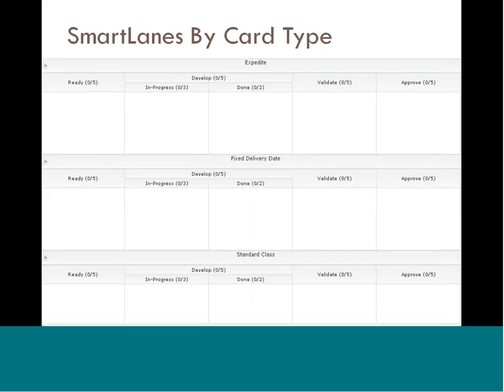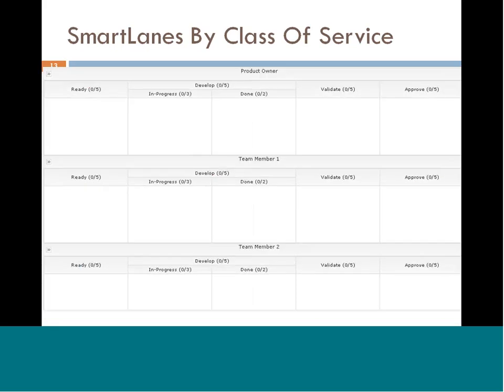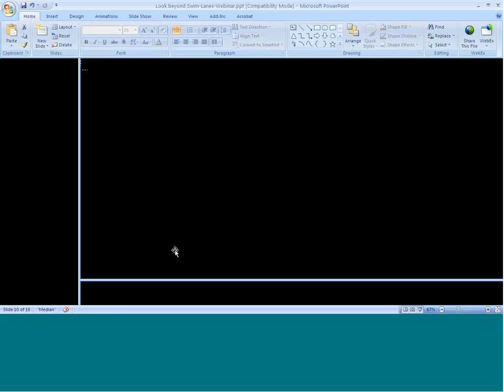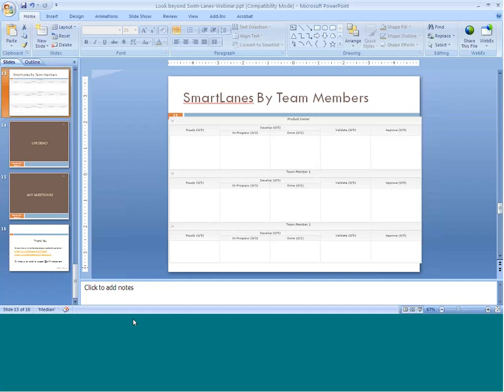I'm going to show you one more example. We showed class of service. Now let's assume that you want to build a smart lane for a particular team member. So you want to have a dedicated lane for each of your team members. So all you got to do is, I can go back to the application and show you.